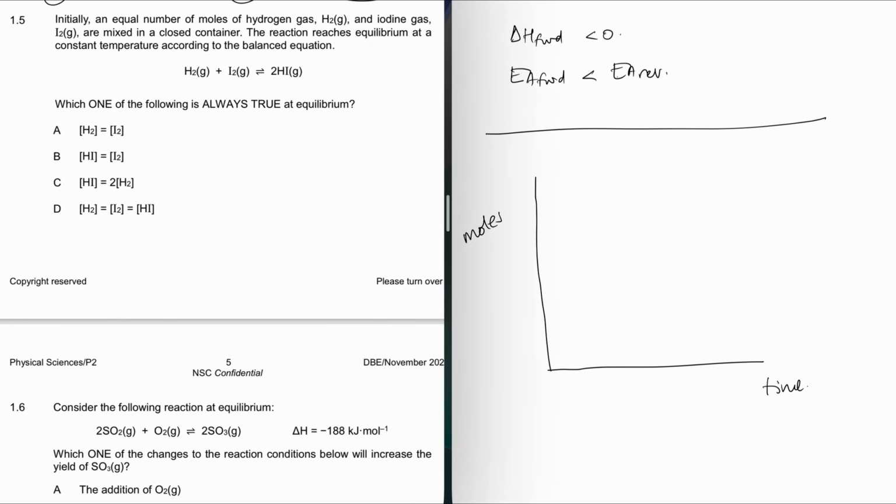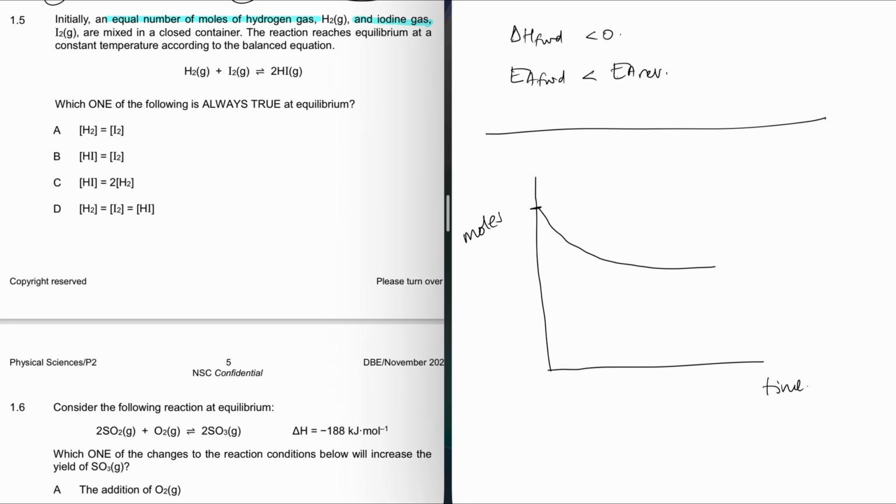Now, the important bit of information here is that we are starting with an equal number of moles of hydrogen gas and iodine gas. So iodine and hydrogen are starting off with the same value. So those are my reactants. I have some value at the beginning, so most definitely it's going to be somewhere here. Now, as the reaction progresses, the number of moles of the hydrogen and iodine are going to decrease because they are reactants and reactants decrease. So they are going to decrease like this.